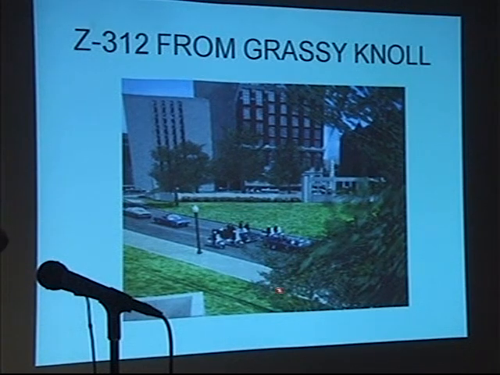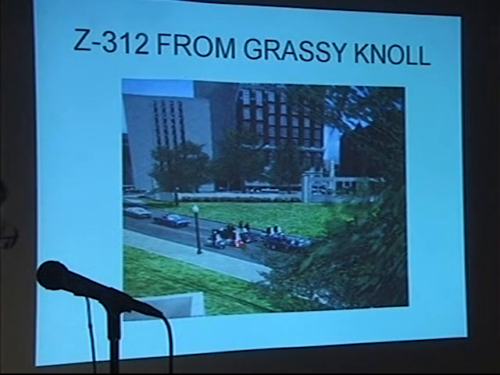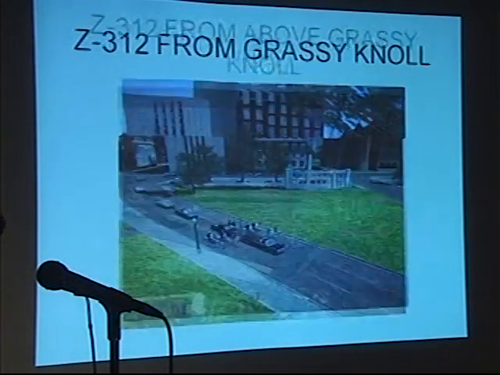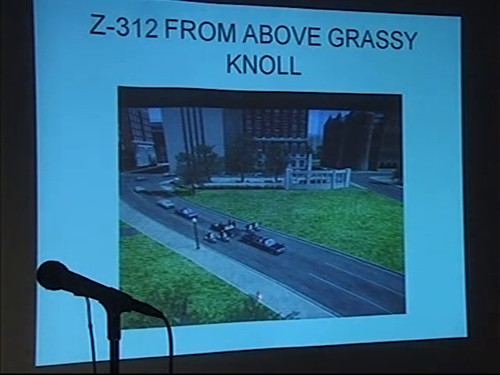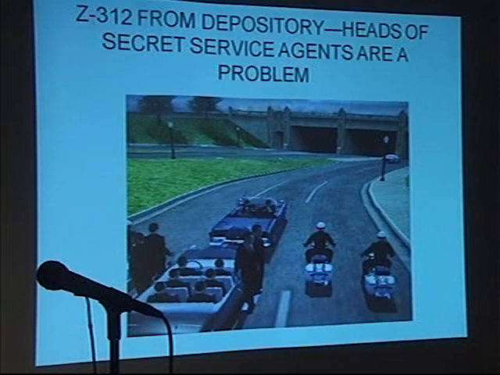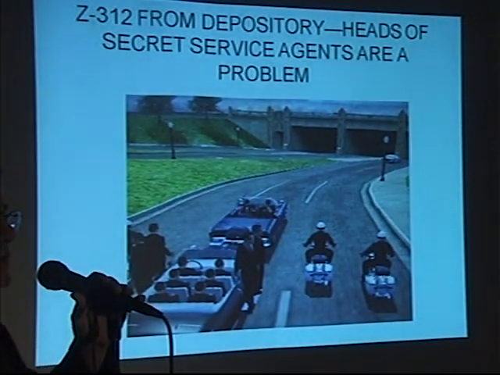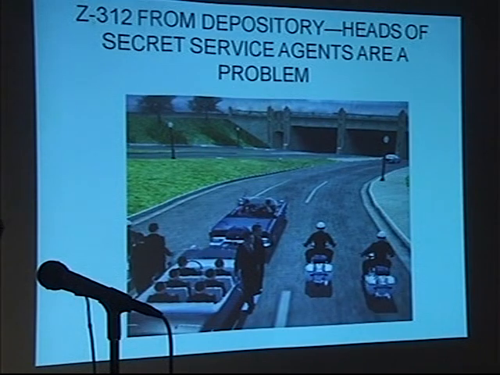Next slide. And that's Z312 from the grassy knoll. And you notice he doesn't shoot directly across because that's a harder shot. He shoots at almost like a 30 or 45 degree angle. Next slide. And here's an overhead view from the 312. Next slide. And here's a view from the depository. Very difficult shot from here. Next slide. This is from the depository, and these heads actually come in even closer. And as Joaquin Marcus said, there's a sea of heads at 312 from the depository.